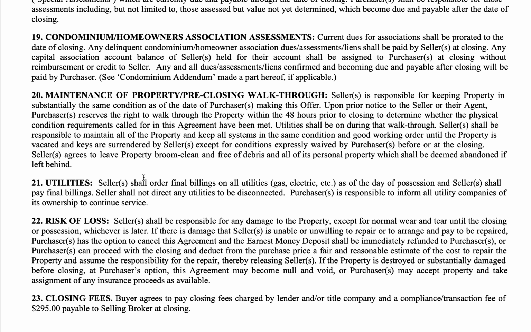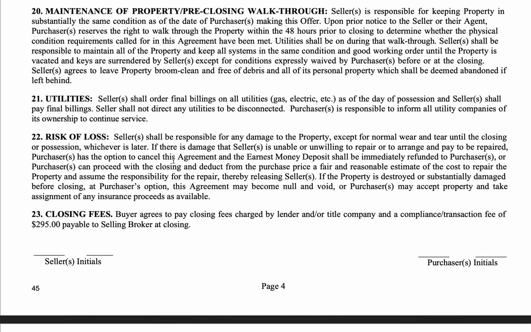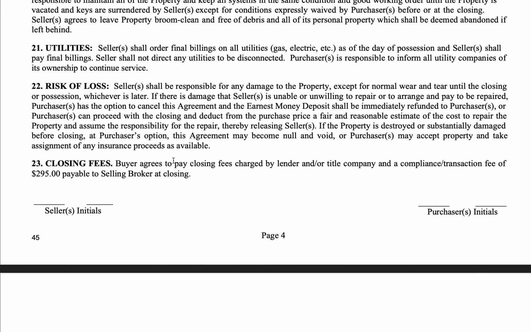Number 20 is maintenance of the property and pre-closing walkthrough. So we can do a walkthrough right before closing, make sure the house is in the same condition it was when you made the offer. And then that the seller will maintain the property in good condition as it was. 21 is utilities. The seller will order final bills and keep their utilities on up until closing, and then you are responsible to make sure that your utilities are turned on at the time of closing or occupancy.